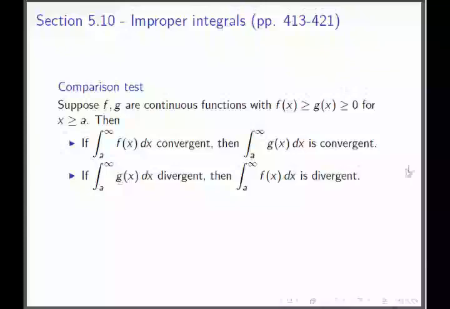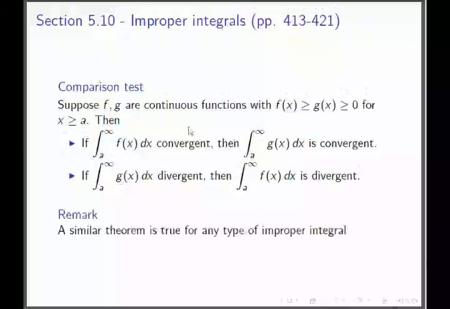This makes sense because if the total area under the larger function is finite, then clearly the total area under the smaller function is finite, and vice versa. If the area under the smaller function is infinite, then the area under the larger function is also infinite. Now, a similar theorem is true for any type of improper integral. For instance, it could be of type 2, or it could be going to negative infinity. The fact that I've written a to infinity here isn't really that important. Any interval at all, this comparison test will work.